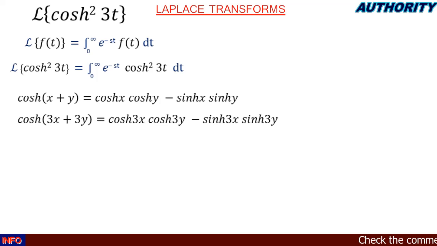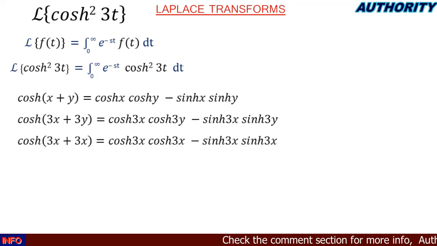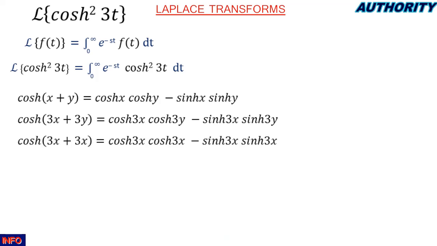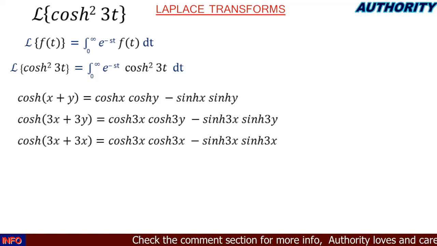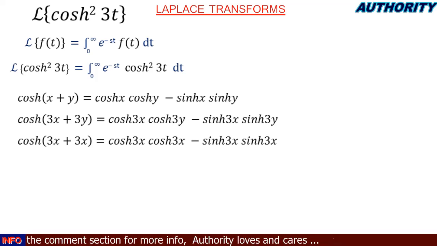Now, in cosh of 3x plus 3y, in place of 3y, let's replace it with 3x. That means we say cosh of 3x plus 3x. What is it going to give us? Anywhere we see 3y, we replace it with 3x. Now it's going to give us cosh 3x cosh 3x minus sinh 3x sinh 3x. Is that true? Yes.